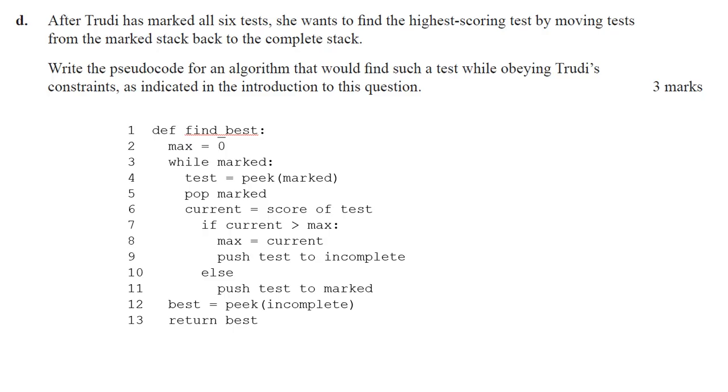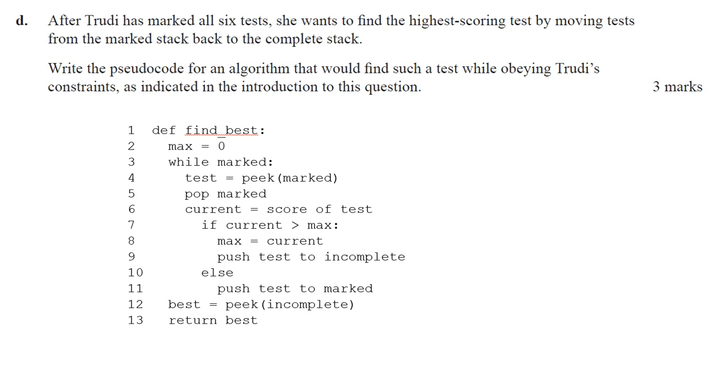And finally, I've set this up. You don't have to, but this time I've written define the algorithm as find best. And we like to think about the initialization, doing, and return phases. So the initialization phase, that we say the maximum score at the beginning is 0. Then line 3, while there are still items on the marked pile, we have a look at the test on the top of the pile, and then we pop it. And we've had to say the current is the score of that test on line 6.